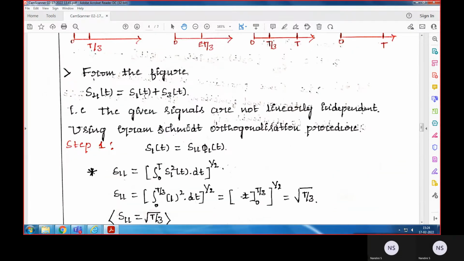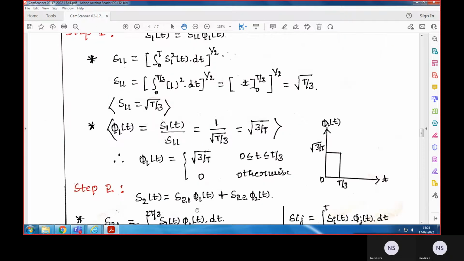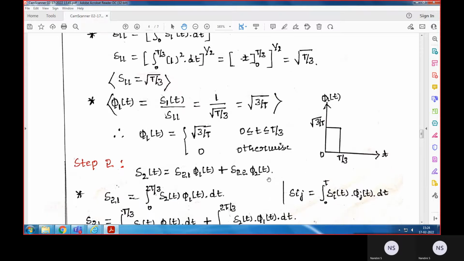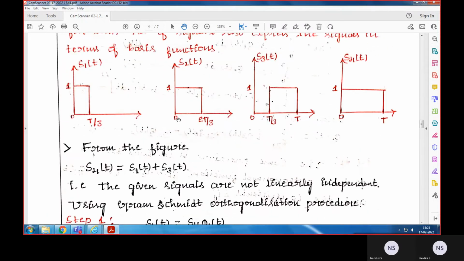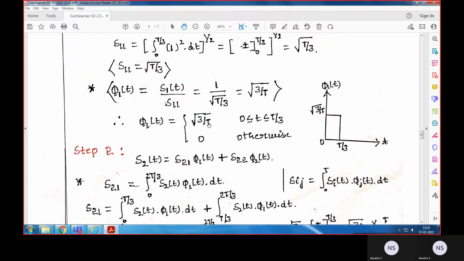Now consider the second signal, S2 of t. It extends from 0 to 2T by 3. By looking at the equation in step 2, we are making all the coefficients 0 except S21 and S22. So the equation is S2 of t equal to S21 phi1 of t plus S22 phi2 of t. Here on the signal, the given duration is 0 to 2T by 3.